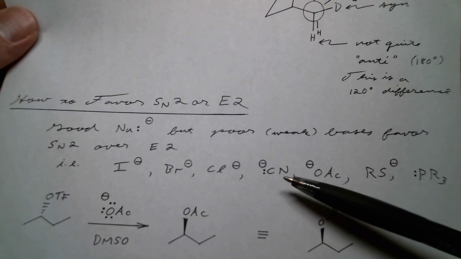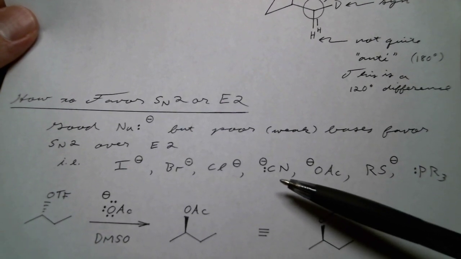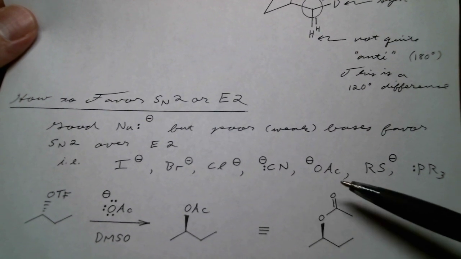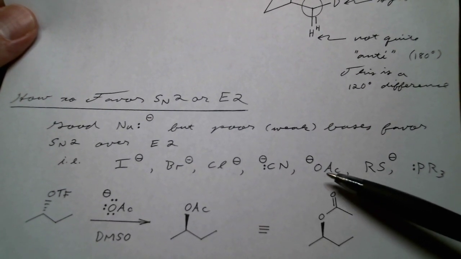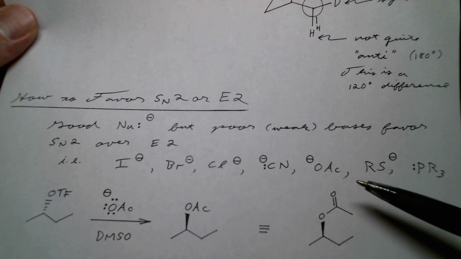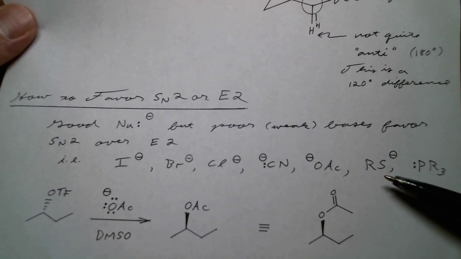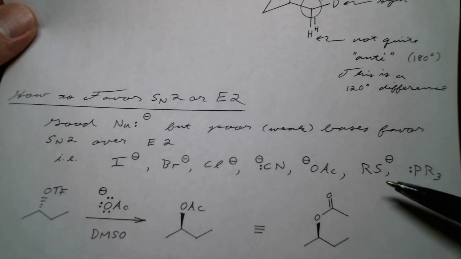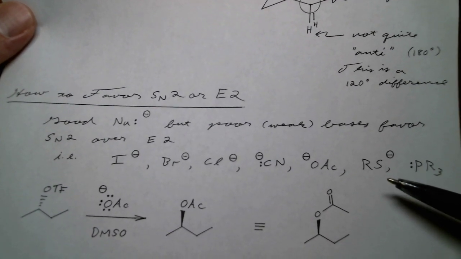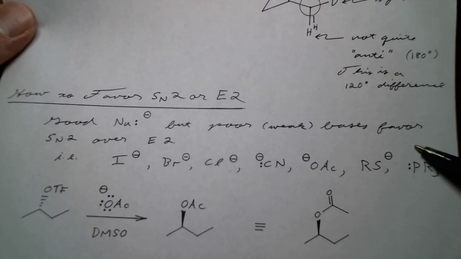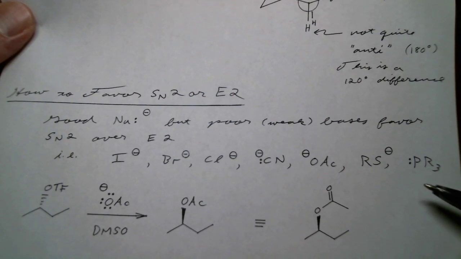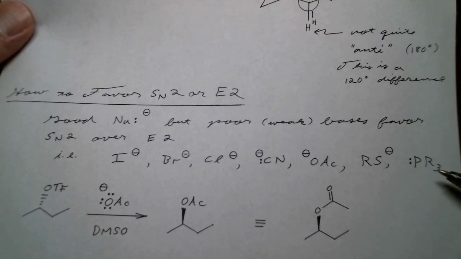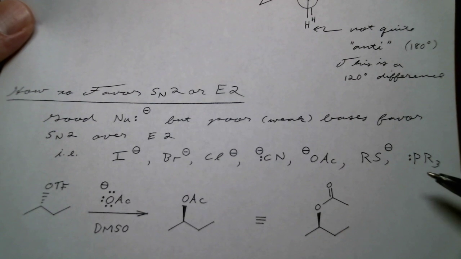And sometimes some conjugate bases of weak acids like hydrogen cyanide, for example. So we have our cyanide anion, that's a weak base. Acetic acid, so our acetate anion. We could even have sulfides, so alkyl sulfides are not as strongly basic as alkoxides. And also amines and these trialkyl phosphines.